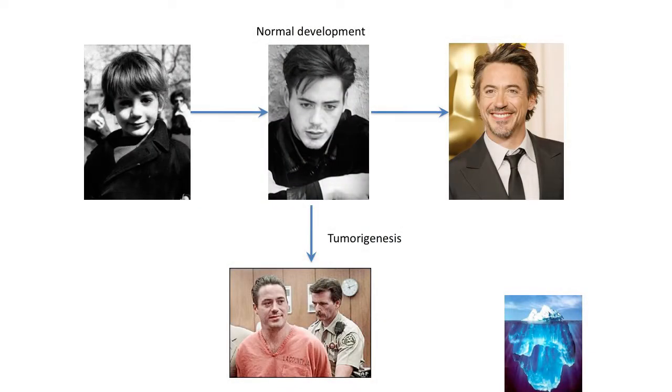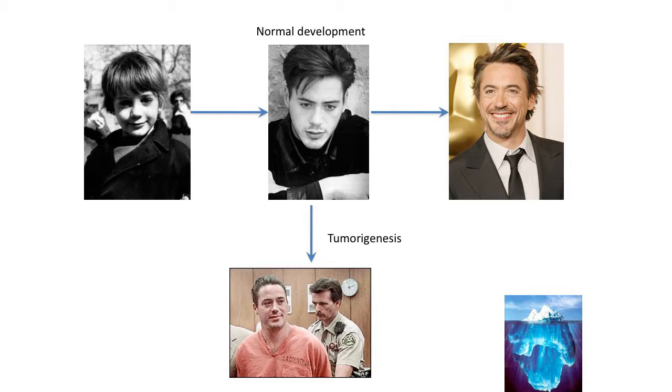All right. I was given an opportunity to explain some of these data to a bunch of Hollywood producers, so using examples they may understand, I used Robert Downey Jr.'s development. This is what we consider normal development. And he got into trouble, put in jail two times for some drug usage. That's called tumorigenesis.